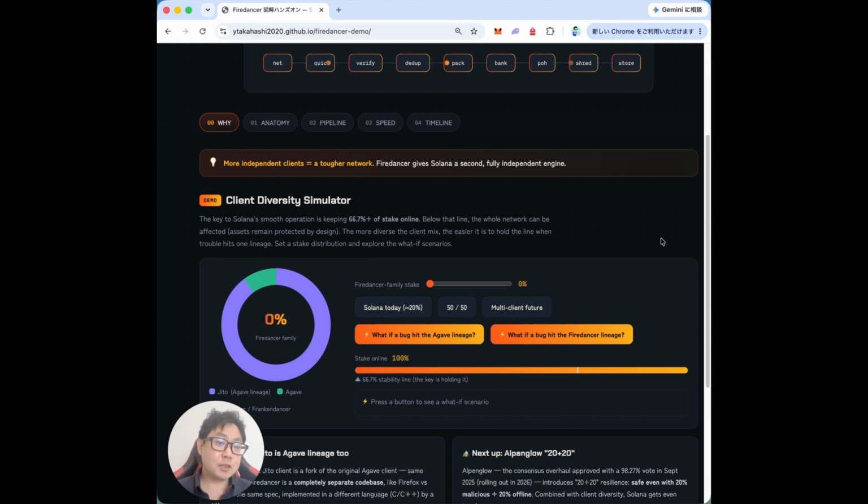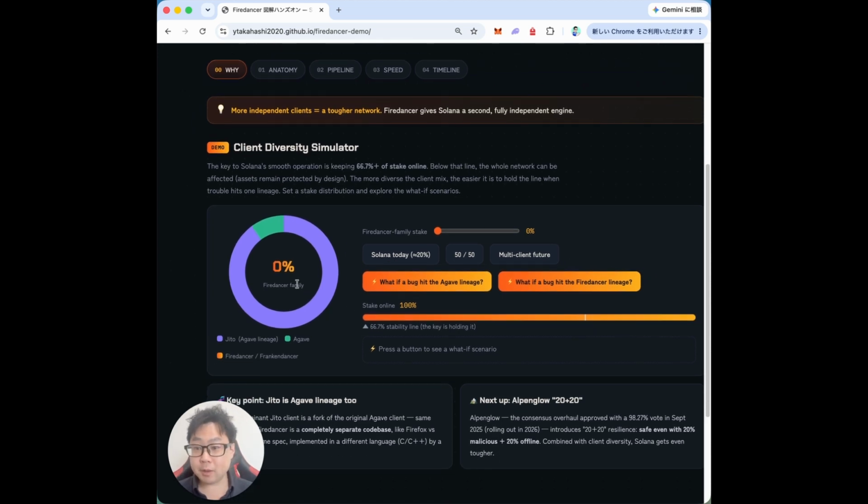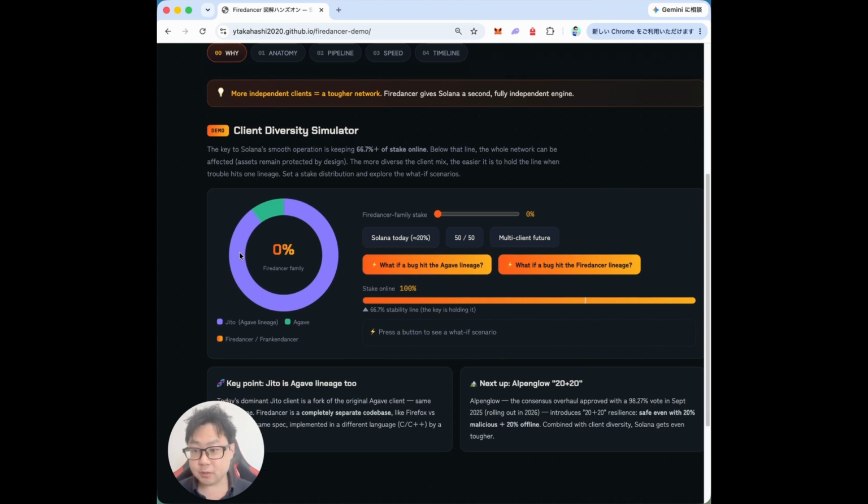In the past, Solana ran on just one type of validator software, Agave. There was also a client called Jito, but it belongs to the same Agave lineage. That meant if something happens, there is a risk it could affect the entire network. But with the arrival of Firedancer, that risk is now distributed.